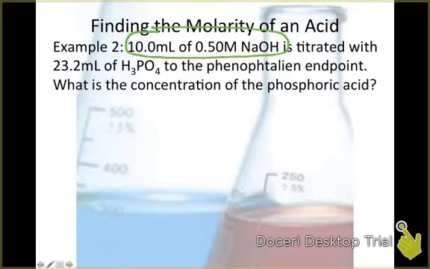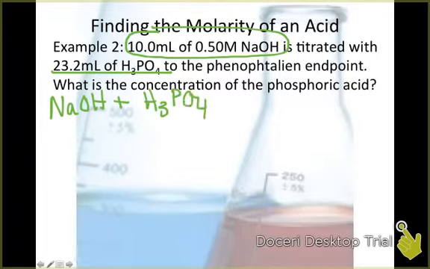This is what we are trying to solve for. We want the concentration of phosphoric acid. This is going to be very similar to the one we did last time. So first thing, write a balanced equation. So I'm going to take my sodium hydroxide and it's going to react with my phosphoric acid.